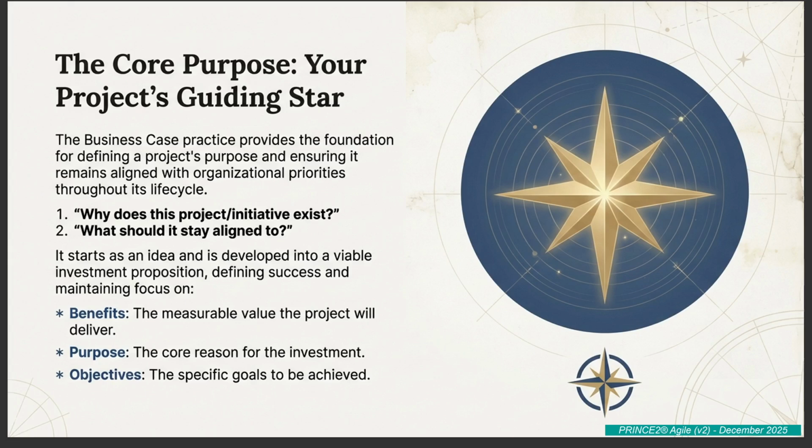If something changes in the business environment, a competitor launches something, or your costs suddenly double, and that justification just disappears, then the project board has a clear mandate: stop the project, pivot, or drastically change the scope. It stops organizations from just throwing good money after bad. So the business case is the compass then. It guides those big decisions.